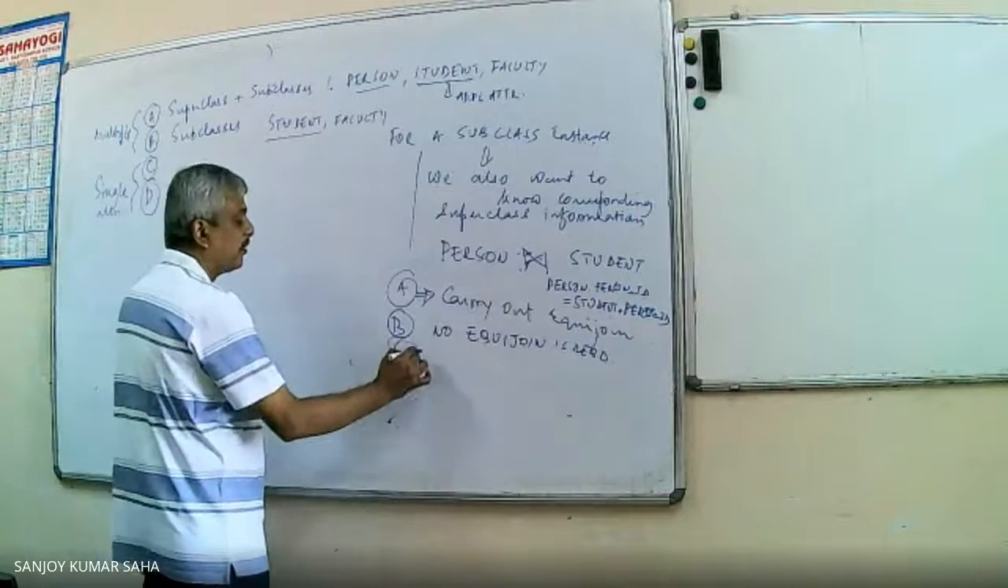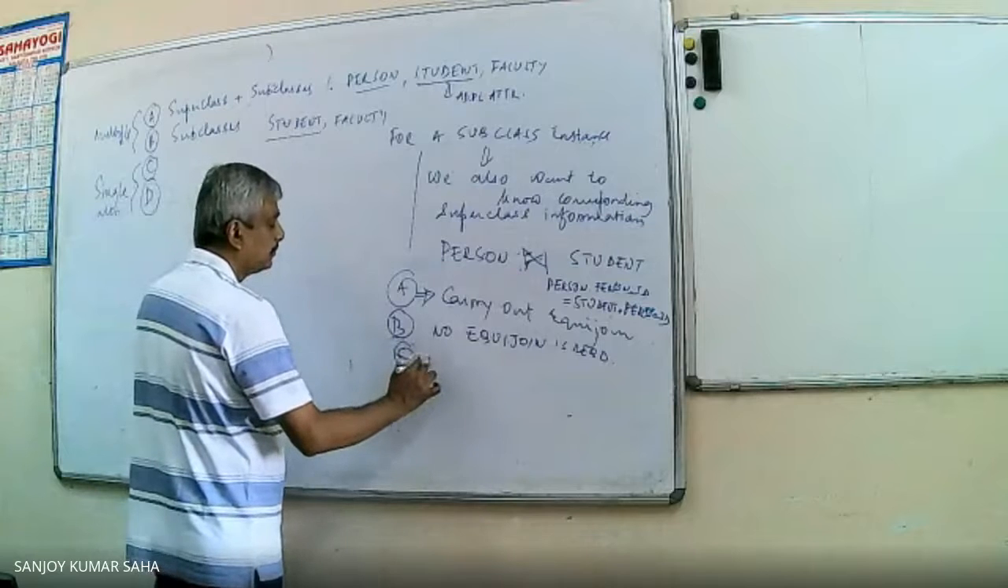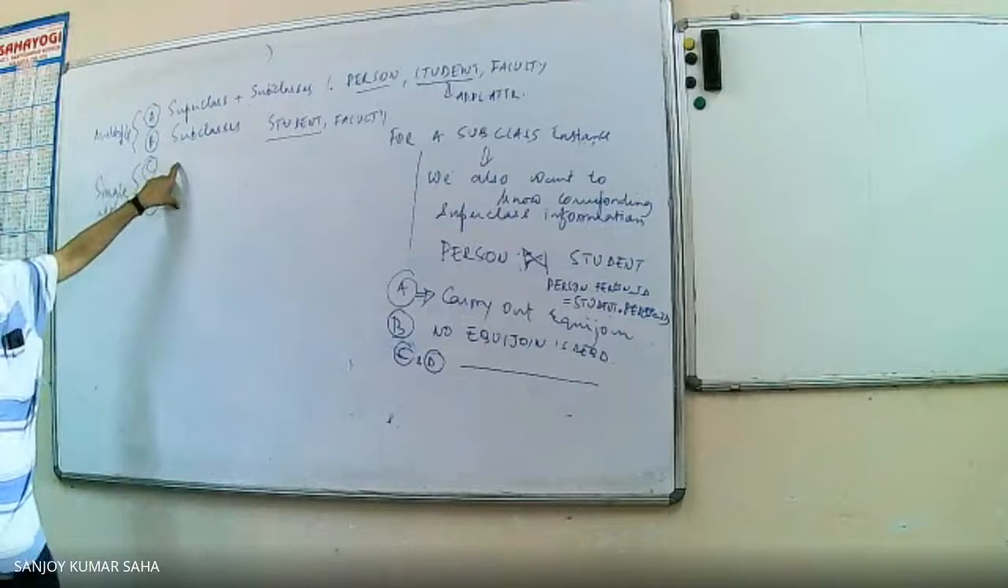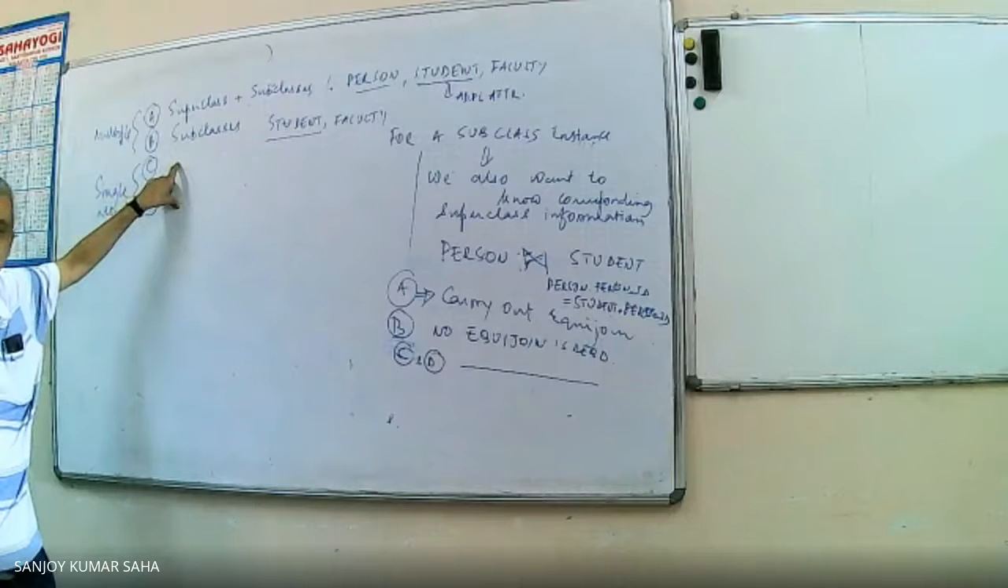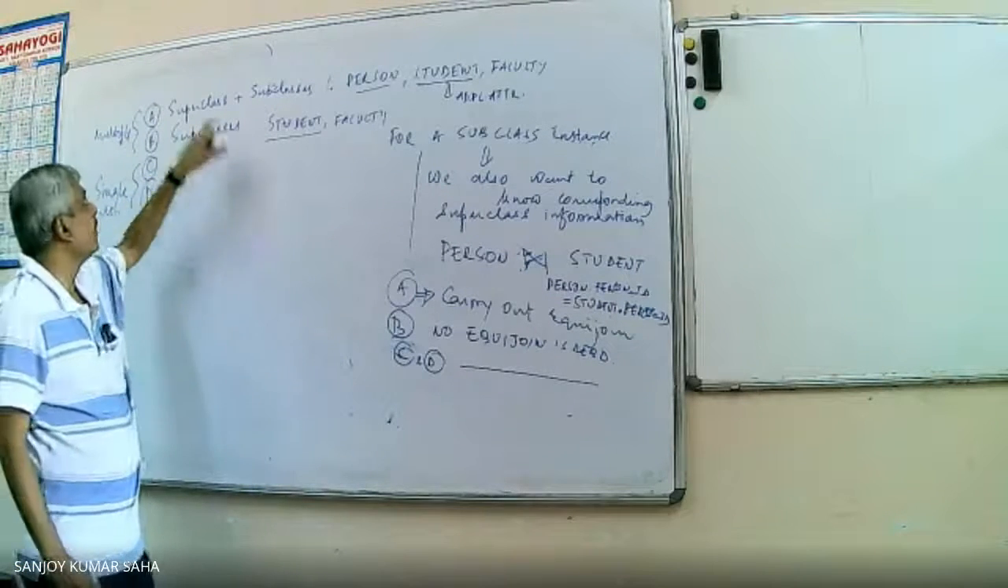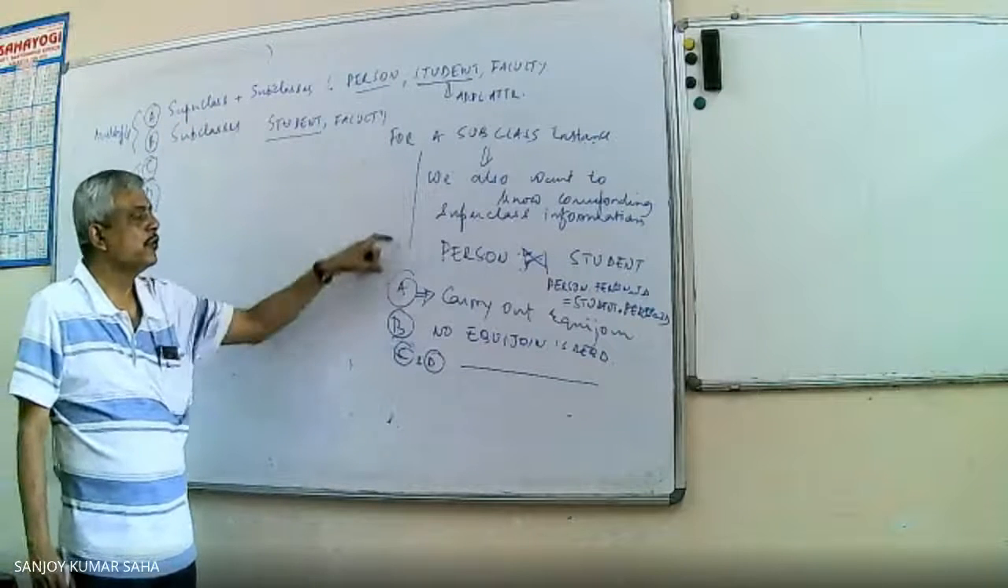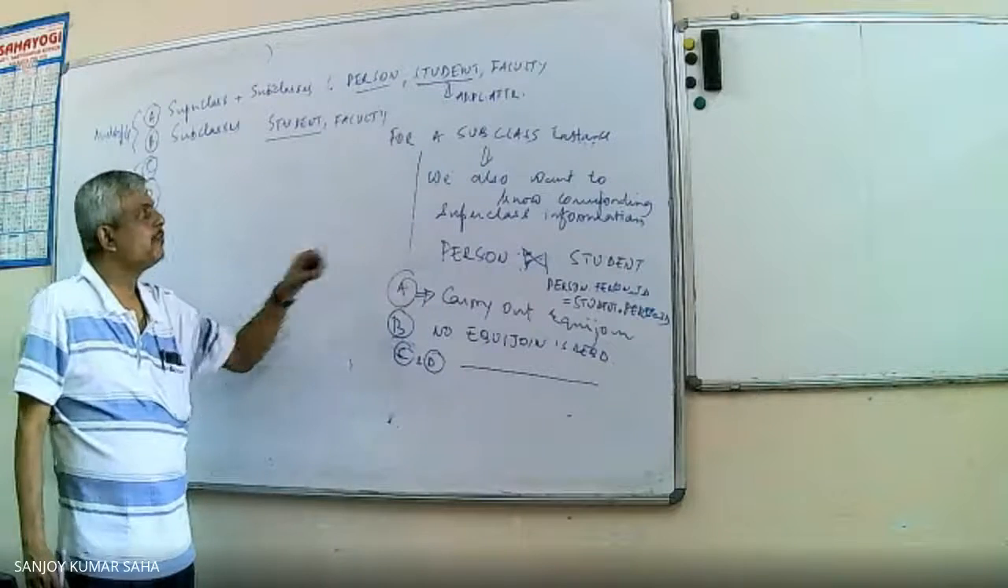Even for C and D also. In this case also, we have the superclass attributes along with the corresponding subclass attributes. So if we go for this model, there we have to go for equal join. Right?